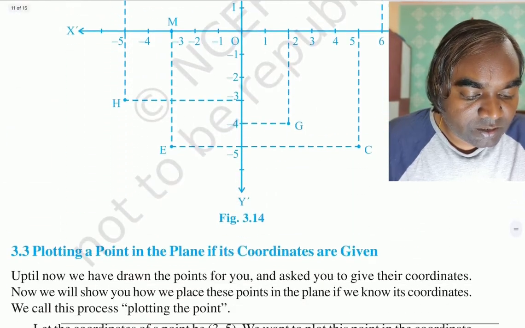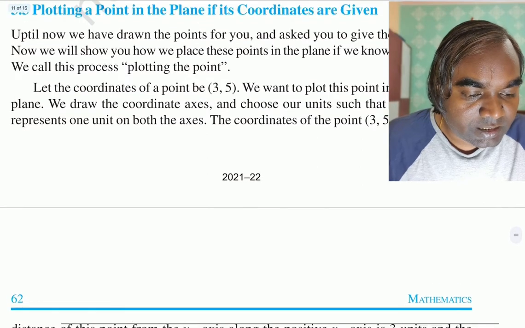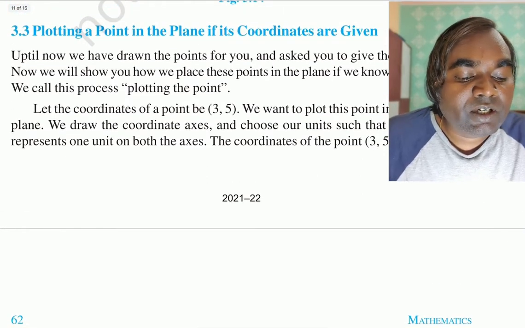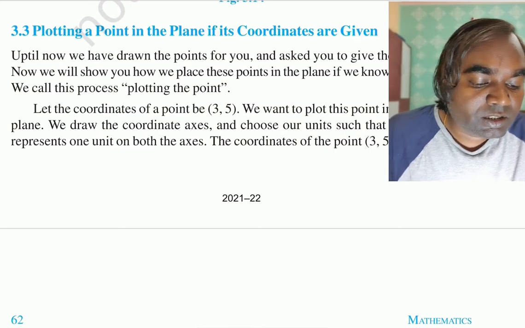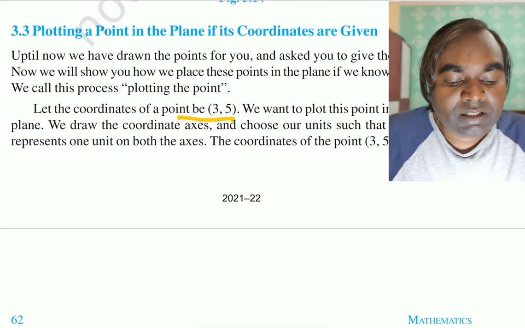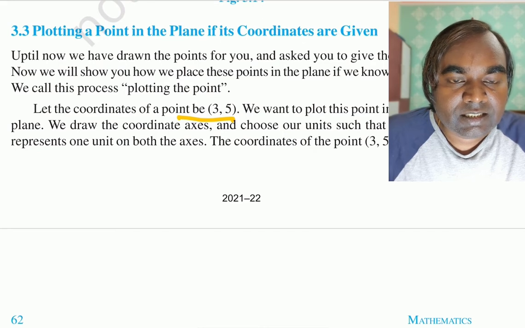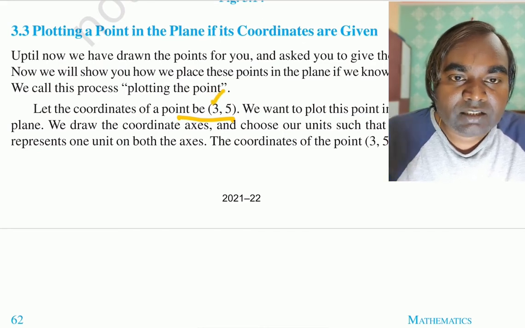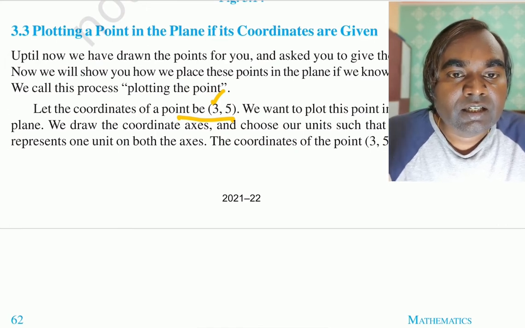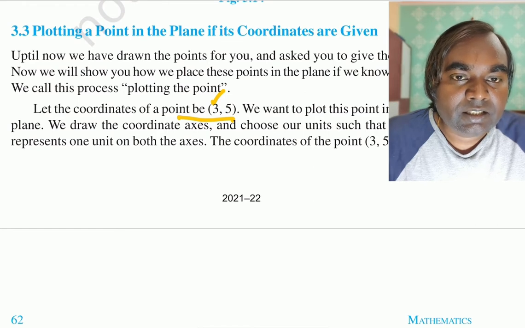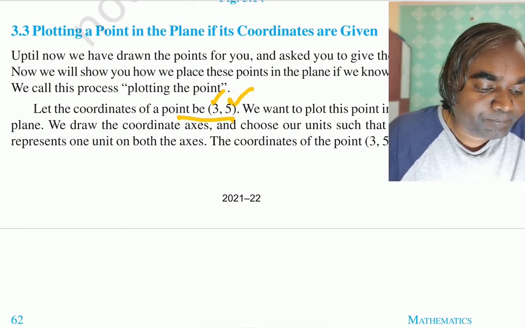So you can do this. Here in 3.3, plotting a point in the plane if its coordinates are given. Suppose you are given the coordinates (3, 5), and you are asked to plot this point in a plane. So what will you do? First you will measure the distance along the x-axis, here that is 3. So you will mark the position 3 on the number line along the x-axis, and then you will mark the position of 5 along the y-axis, and where these two positions cut each other, that will decide the position of this coordinate, right?